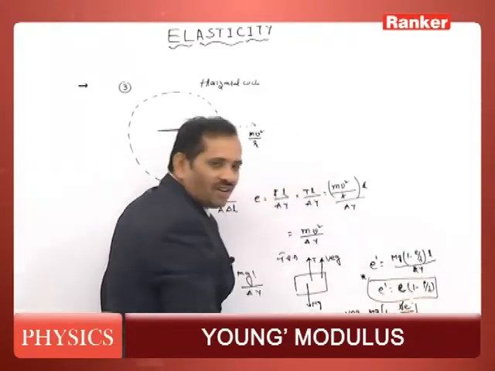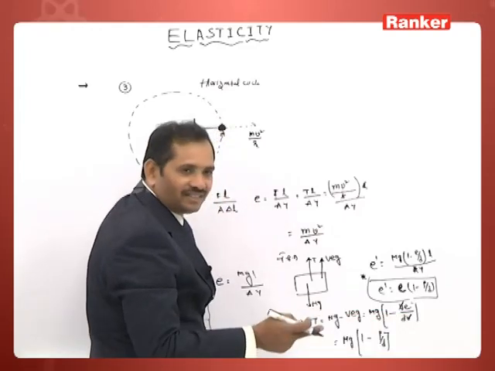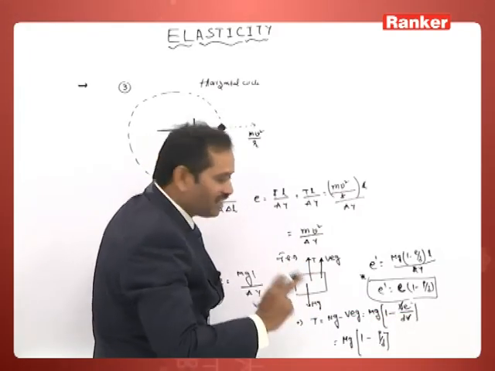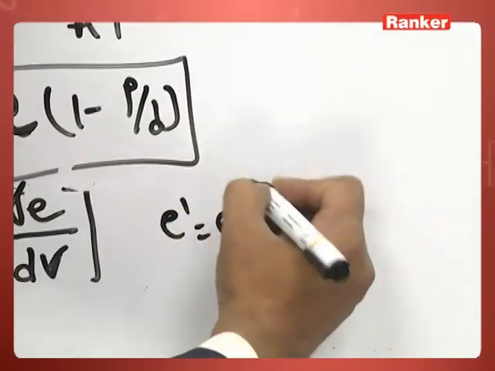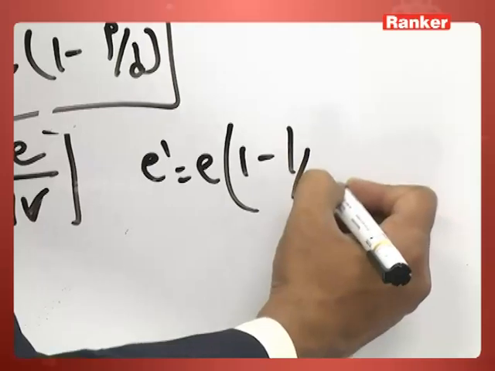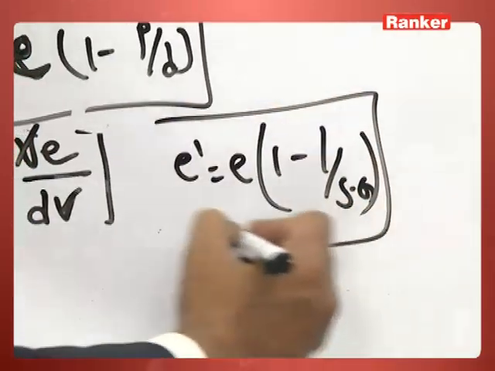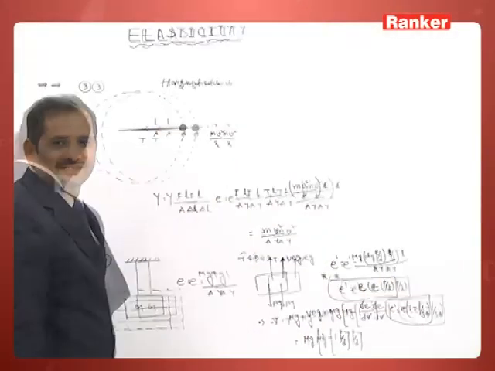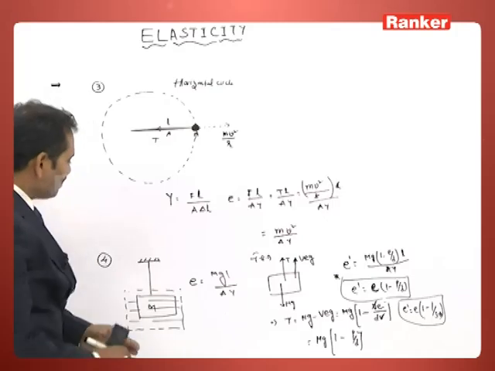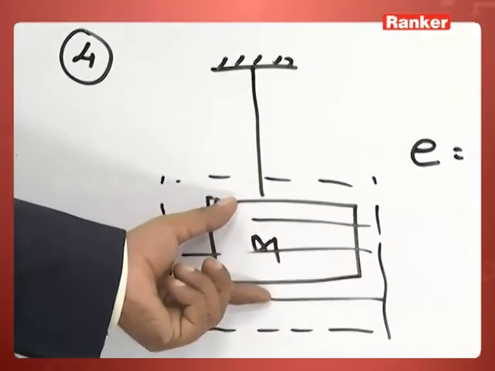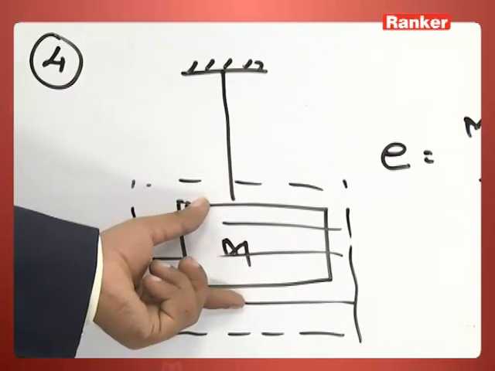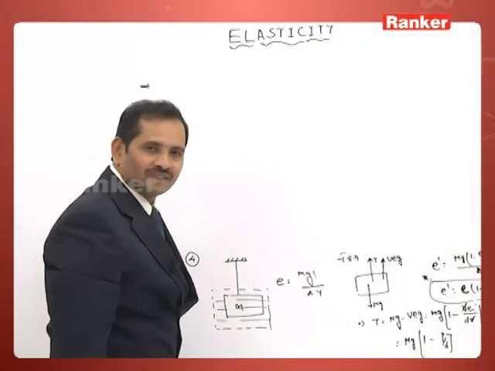D by rho is called specific gravity or relative density. That I can write like this: E dash equal to E into 1 minus 1 by Sg. This is the specific gravity condition. This is about an object immersed in liquid completely. This is the concept.